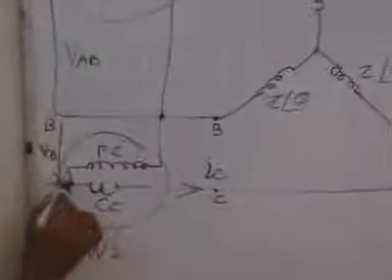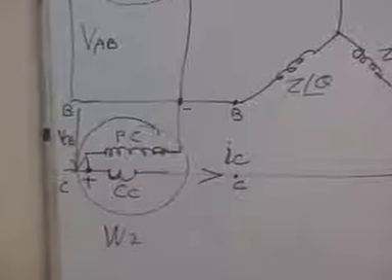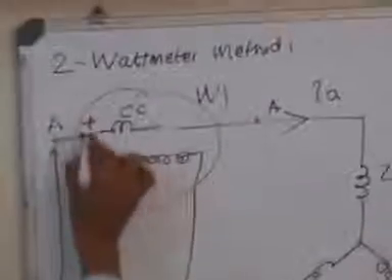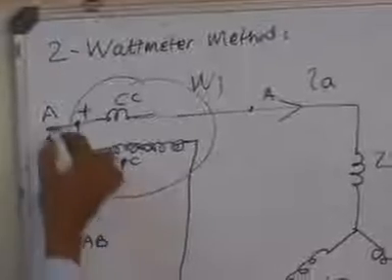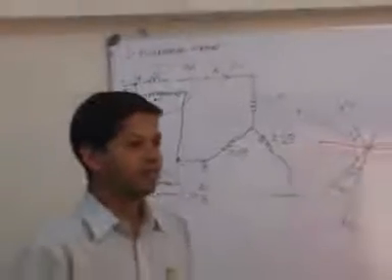Why do I say VCB? Because this terminal, the common terminal is taken as positive and opposite is taken as negative. Very important thing to understand. Here it is positive at the common point and there it is negative. Then this was VAB and this is VCB, not VBC. What is the difference between VBC and VCB?